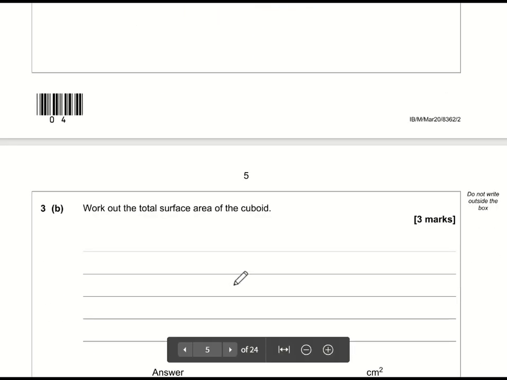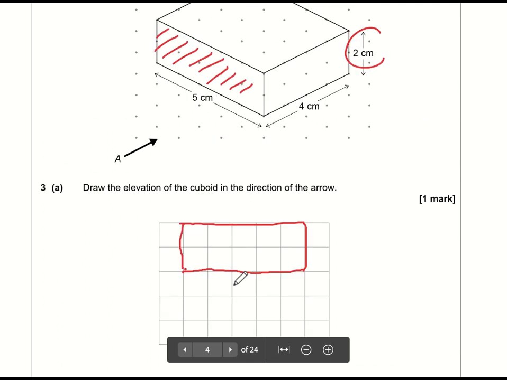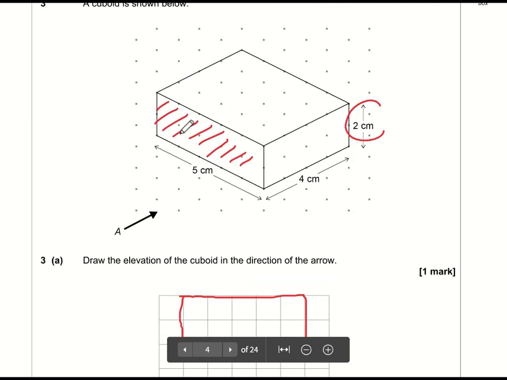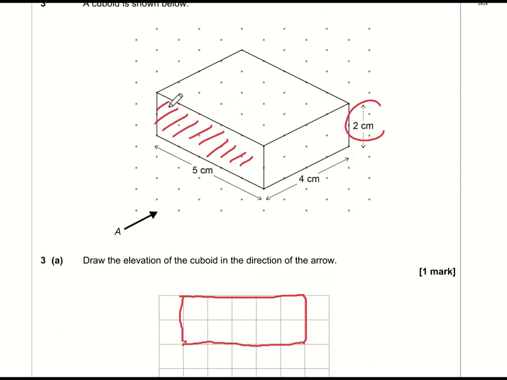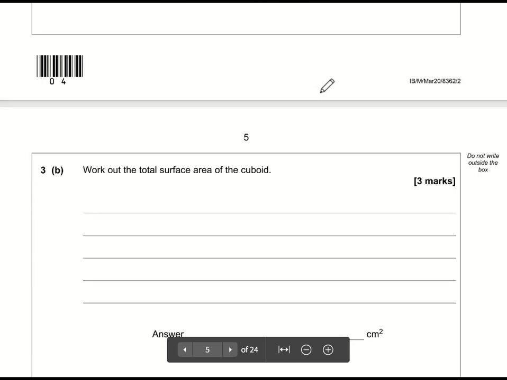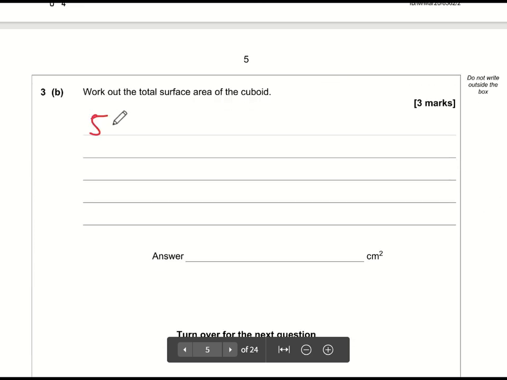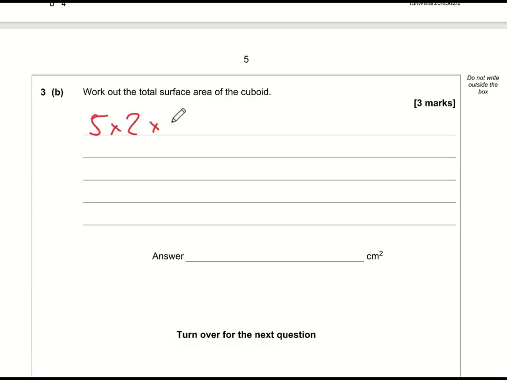B, work out the total surface area of the cuboid. What we've got here is the front is 5 by 2, and the back is also 5 by 2. So let's write that down. The front is 5 times 2, and we're going to double that because this is the front and the back. 5 times 2 times 2 is 20. So we've done the front and the back.